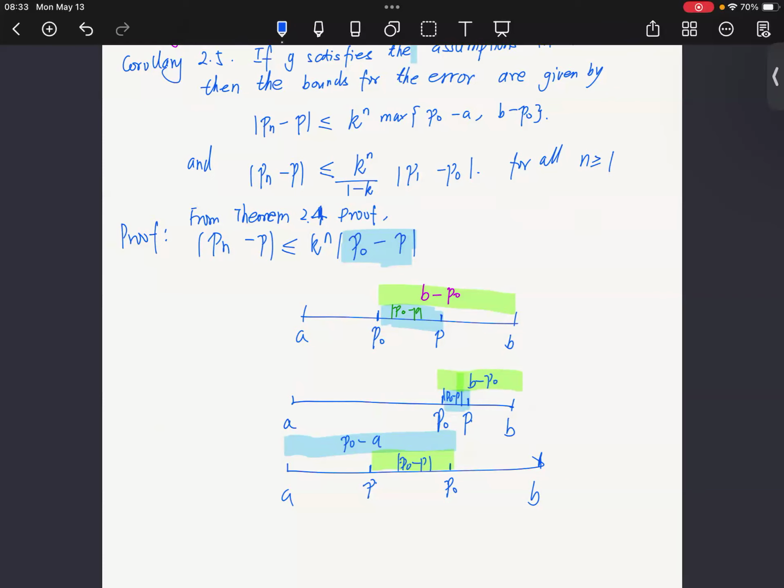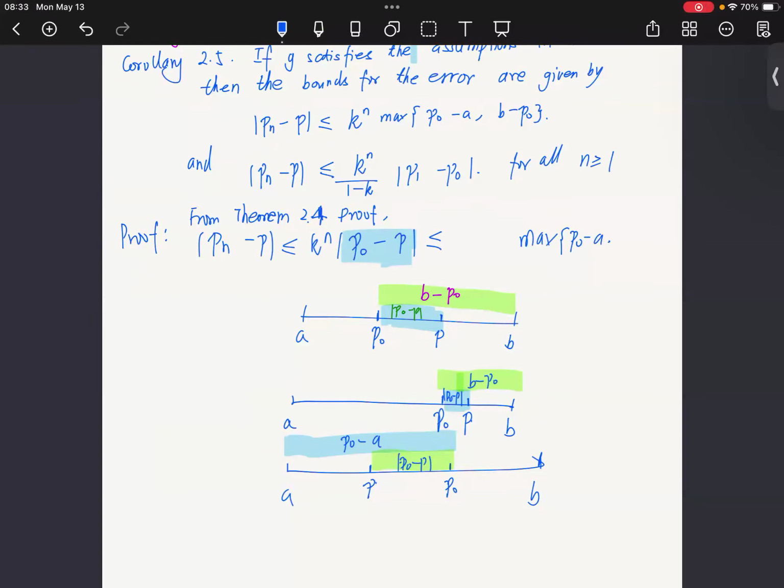But the length of this interval is less than the P0 minus A. So that's what we have here. You have another case, there might be other cases here. But all the cases indicate that the P0 minus P interval, the length of the interval here, is smaller than the maximum of the P0 minus A.